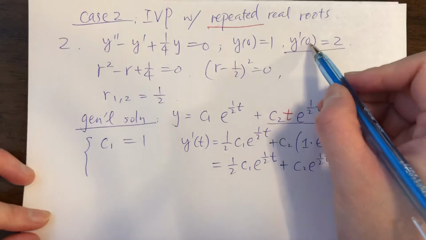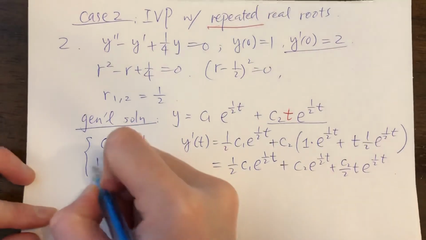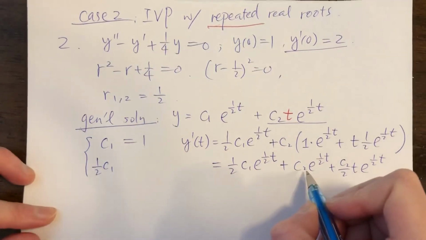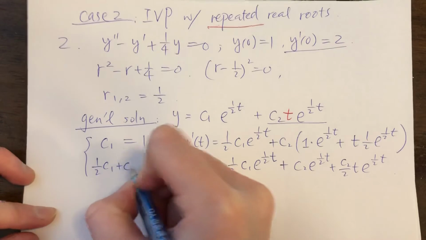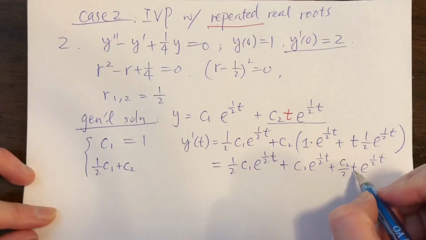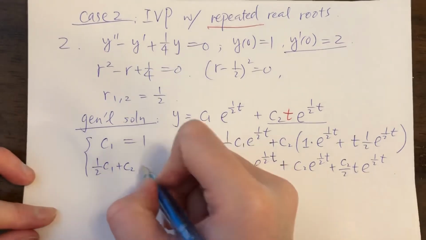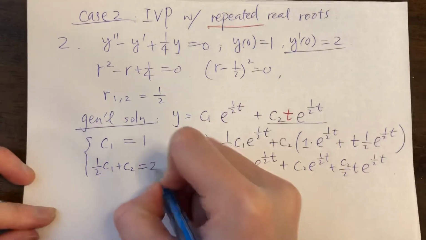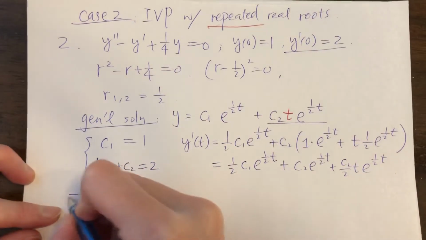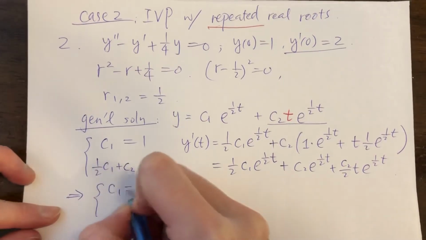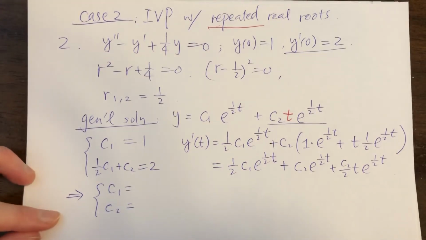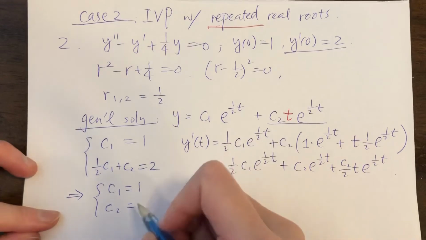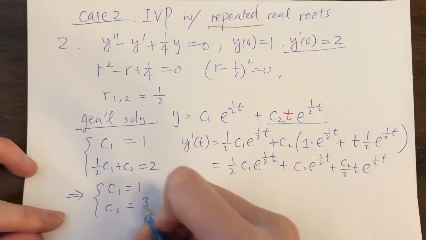So now you can plug in t equals 0 here. So we have 1/2 C1. This is C2, right? Remember, e to the 0 is 1, so that's C2. And then this t is 0, so this whole thing goes to 0. So that's equal to 2. And from here, you can solve for C1 and C2. So C1 is 1, and then C2 is 3 over 2.